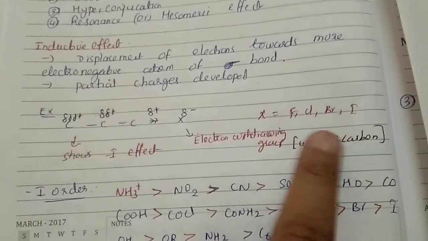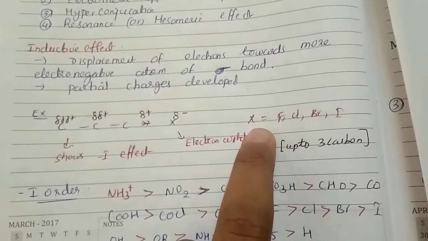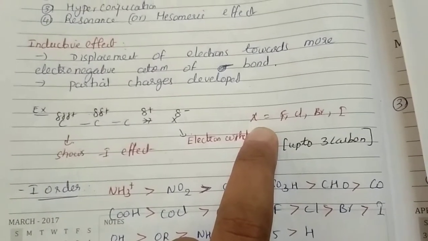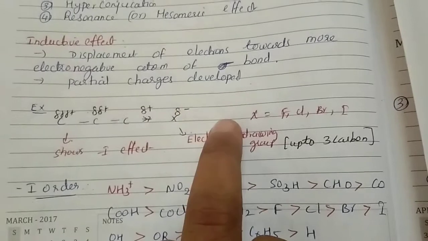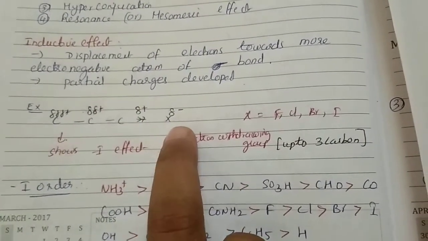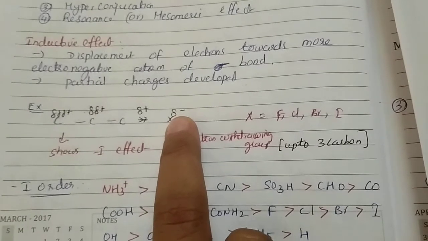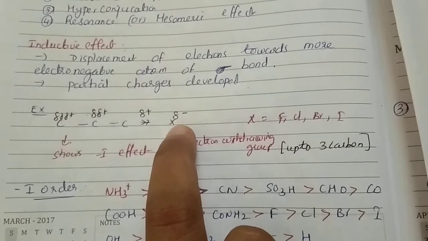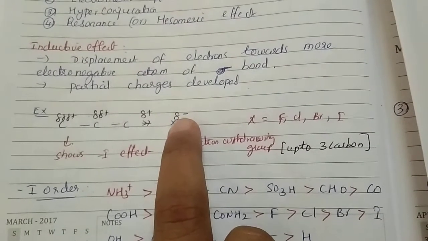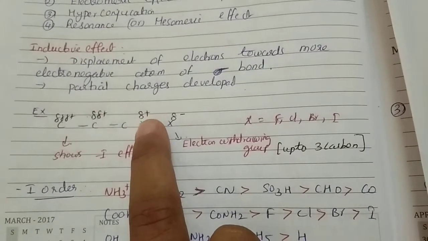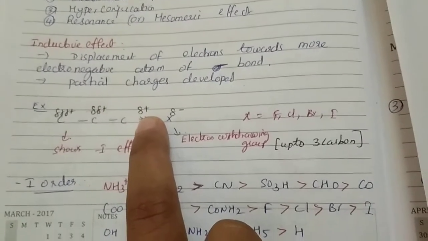What is the nature of a halogen atom? It is a more electronegative atom, so it easily attracts the electron. Here X attracts the electron from this carbon, so it creates a partial negative charge, and the electron density increases. We represent this by del negative. This carbon loses the electron, so we represent it by del positive.